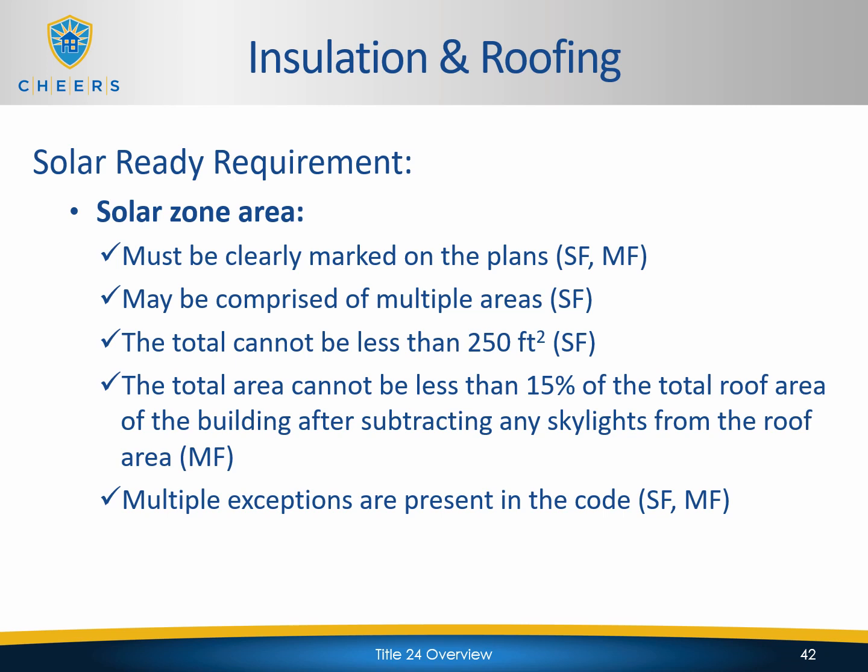And then there are multiple exceptions that are present in the code for both single family and multifamily to kind of work around these requirements. So bottom line is, for single family, the solar area cannot be less than 250 square feet. For multifamily, it cannot be less than 15% of the total roof area of the building minus skylights.